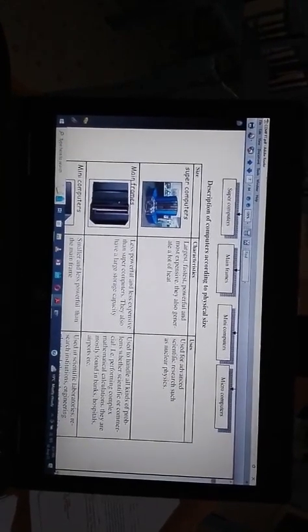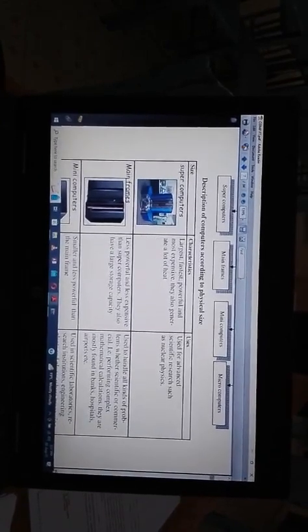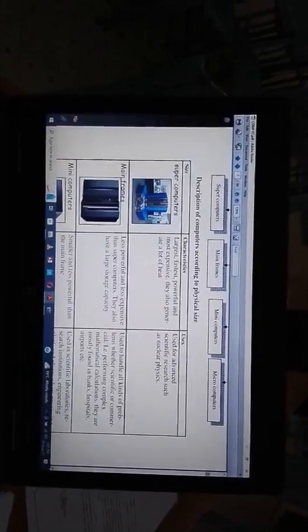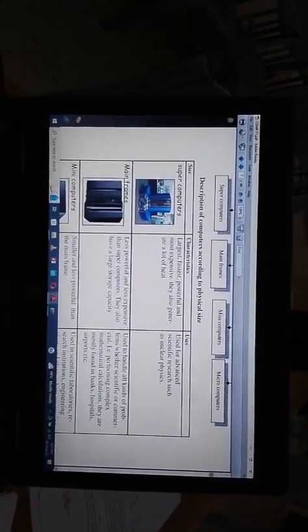Why is it used? It is used to handle all kinds of problems, whether scientific or commercial. It's also used in performing complex mathematical calculations. They are mostly found in banks, hospitals, airports, and such.